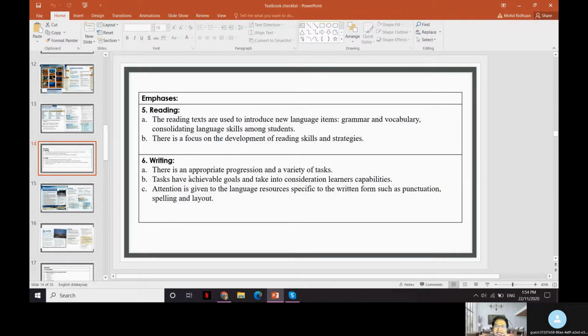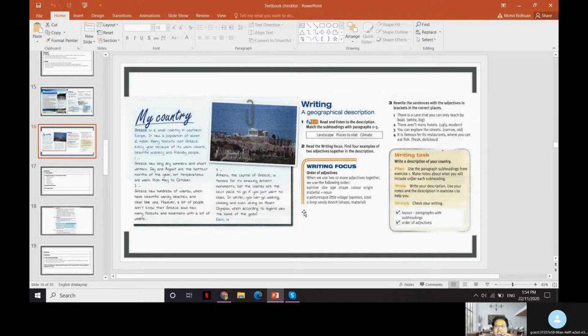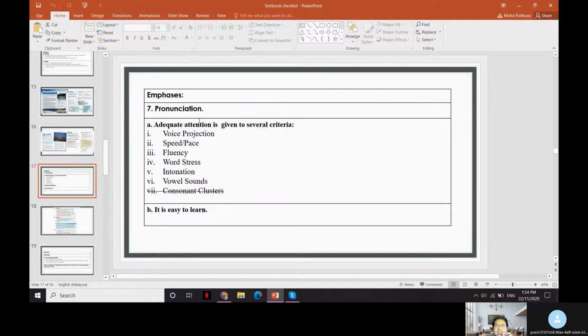For writing skills, there is an appropriate progression of a variety of tasks. Tasks have achievable goals and take into consideration learners' capabilities. Attention is given to the language resources specific to the written form, such as punctuation, spelling, and layout. This is a screenshot of the writing activity in the textbook. We can see that the layout is given attention to among students in the textbook.